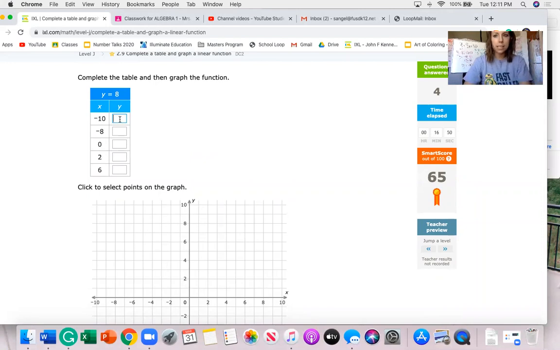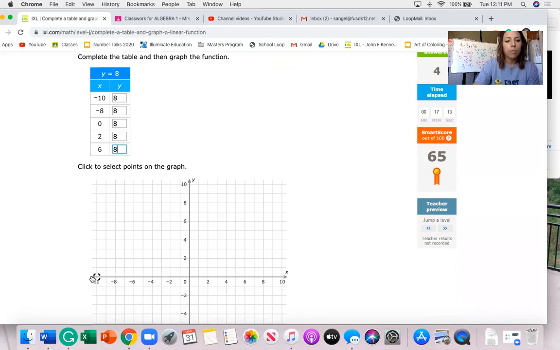So that means when x is -10, what do you think y equals? 8. When x is -8, what does y equal? 8. When x is 0, what's y equal? 8. When x is 2, y is 8. When x is 6, y is 8. It's a weird concept, but because there's no x in it, all we know is that no matter what, y equals 8.